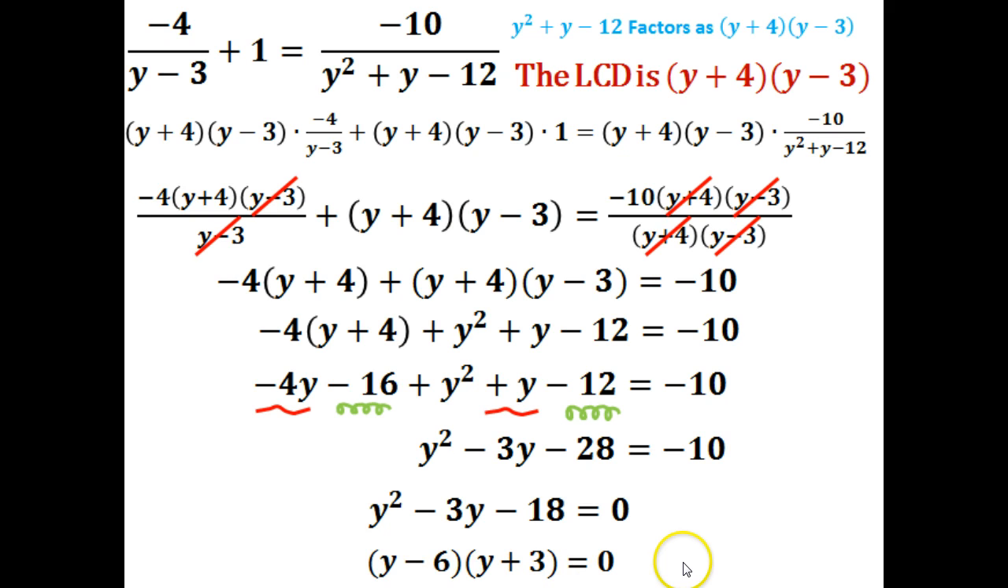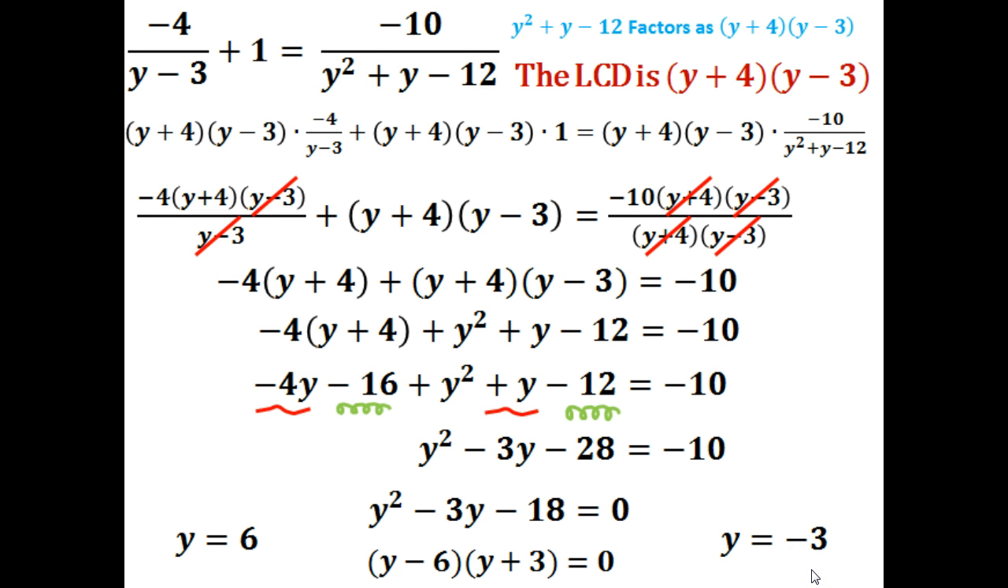Now I'm getting closer to the end at this point. I set each one of these equal to 0, y minus 6 equals 0 and y plus 3 equals 0, and I solve each one of those. If I do that, I find out that y equals 6 on this side. On this side, y plus 3 equals 0, move the 3 onto the other side. That gives me y equals negative 3. So now it feels like we're done, but we're not quite done.